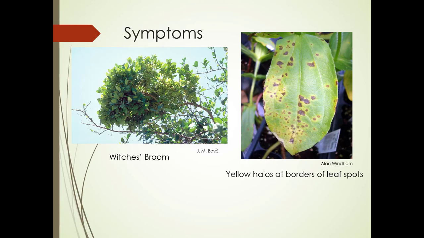On the right, I was talking about some of the yellow halos you might see on leaf spots. This is Xanthomonas on a zinnia. But you can see it's got angular spots, and they tend to be along the veins.